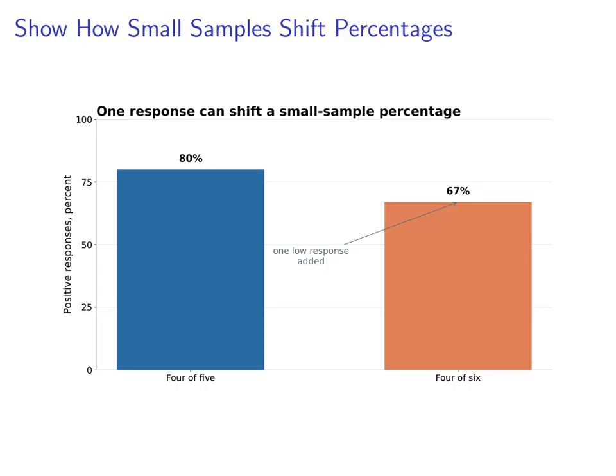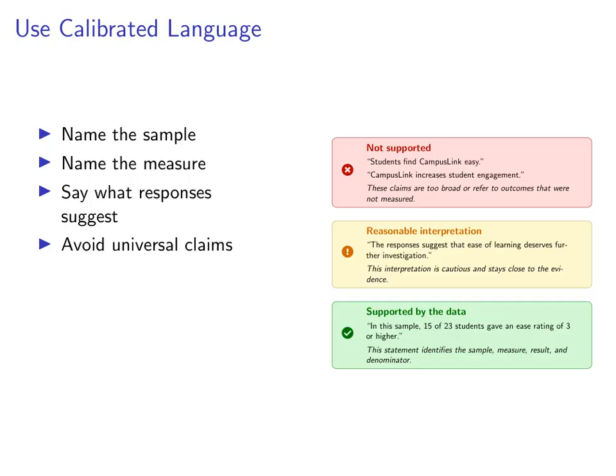We might report 80% positive. If one additional student gives a low rating, the result becomes 4 of 6, or 67%. The first percentage was not false, but it was unstable. A change of one response moved the percentage by 13 points. This is why we report the count beside the percentage and avoid presenting a small sample as if it were a precise measurement of a whole population.